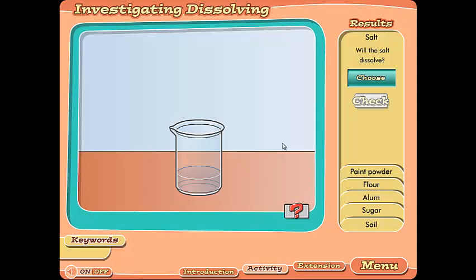We have different salts or different materials or different substances, and we are going to test them to see which one will dissolve in water and which will not. For example, let's start with the paint powder. What's your prediction? Will it dissolve or no? I'm sorry, let's start with salt. Will it dissolve or no? What's your prediction? My prediction is yes, salt will dissolve. Let's check.